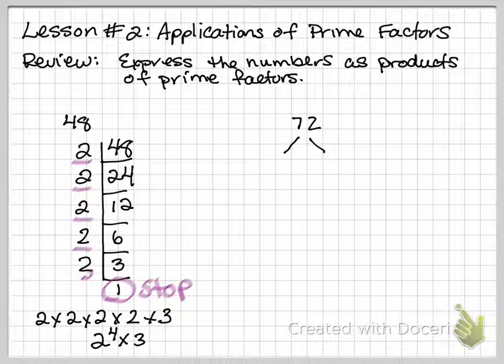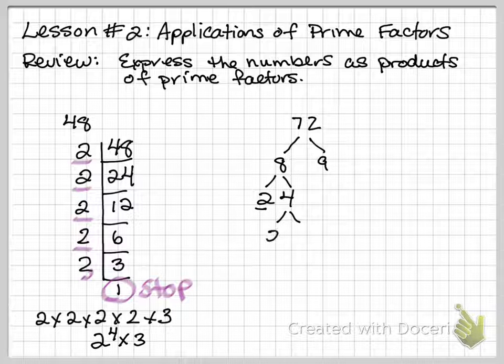So we ask ourselves, what two numbers can I multiply together to get 72? Well, I can multiply 8 and 9 together. And then I'm going to find the factors of each of those. Well, the factors of 8 are 2 and 4. I can't factor 2 down any further because it's a prime number. But I can do 4. Factors of 4 are 2 times 2. So those are prime factors now.